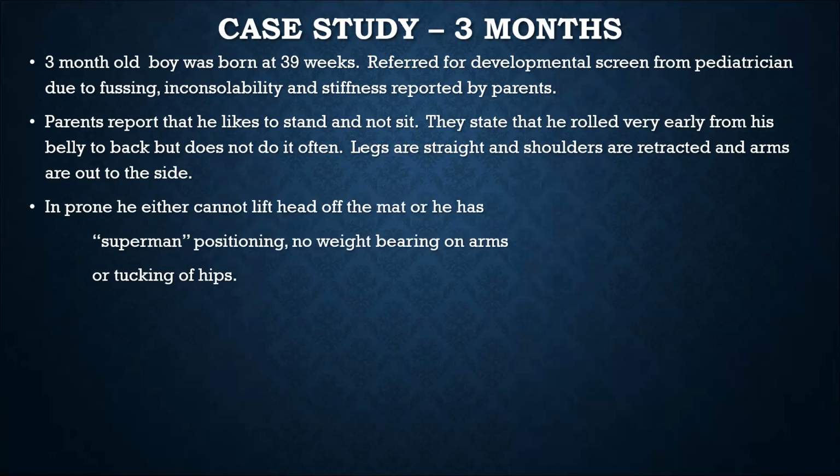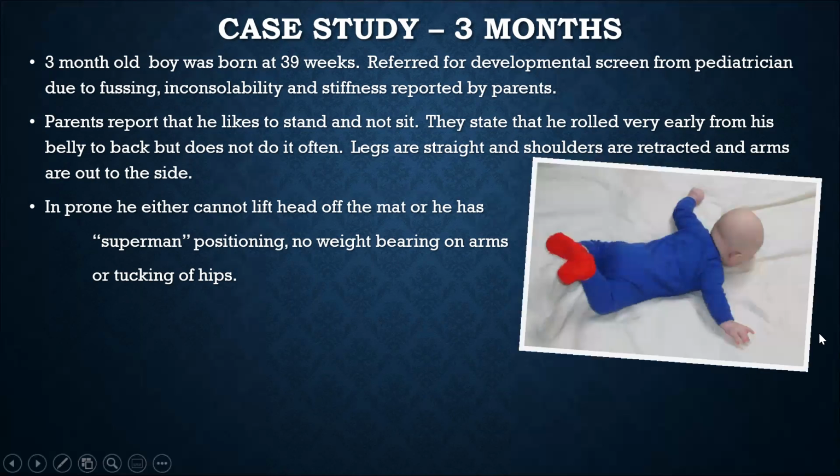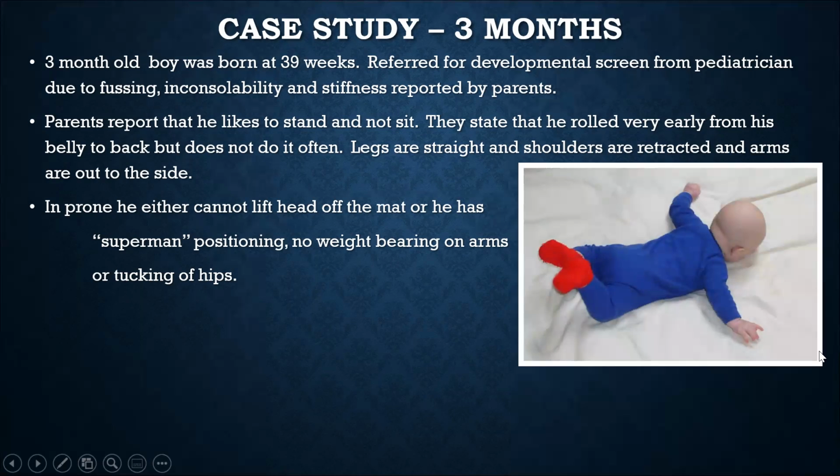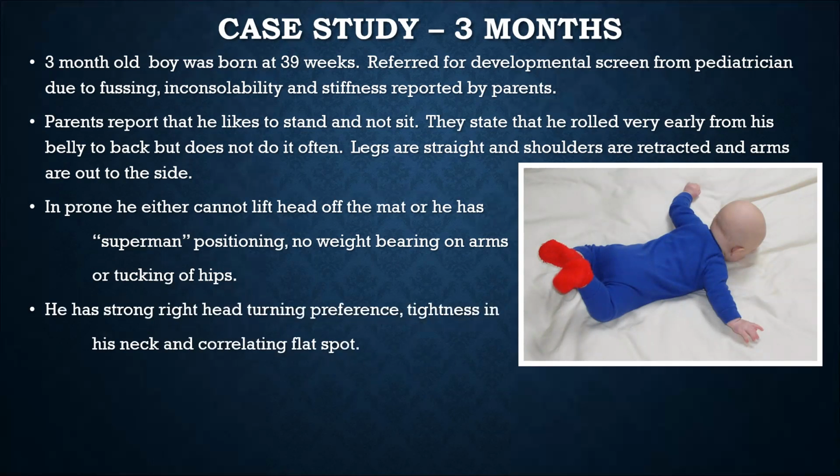On his tummy, he either cannot lift his head off the mat or he has a Superman positioning with no weight bearing on his arms or tucking of his hips. So there's our little baby Superman. He has a strong right head turning preference, tightness in his neck, and a correlating flat spot on the back right side of his head.